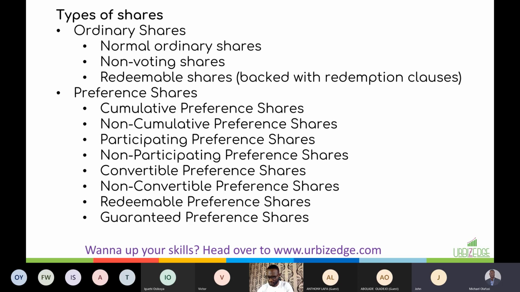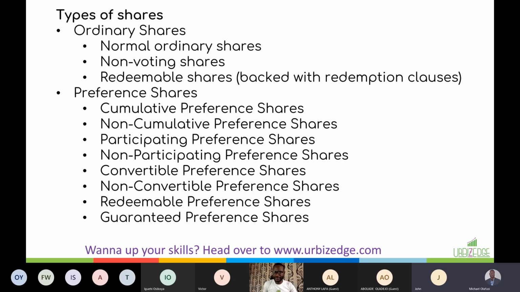I have a question. So I'm thinking now, your ordinary shares, basically what percentage is normal? What percentage do you leave for non-voting? Everything must come to 100%, right? But what percentage do you leave for non-voting shares and redeemable shares? I'm talking just basically about the ordinary shares right now.